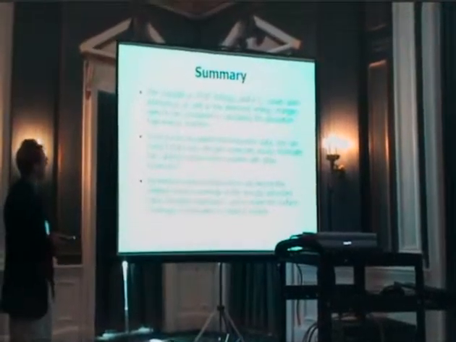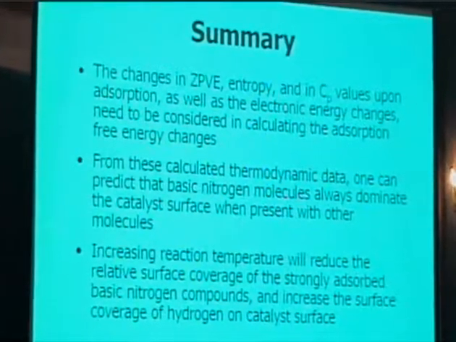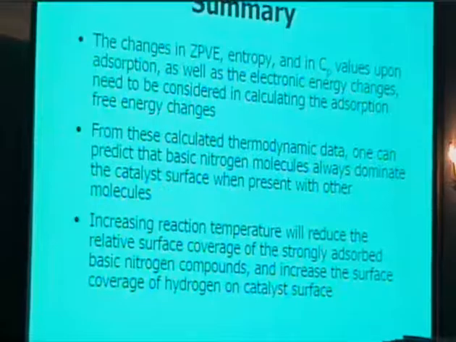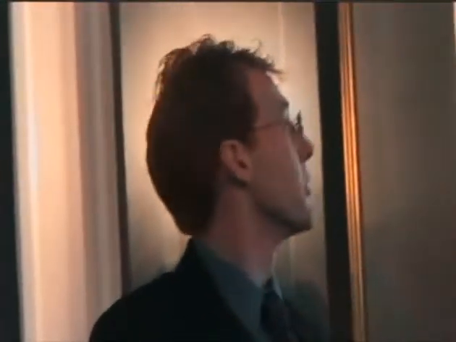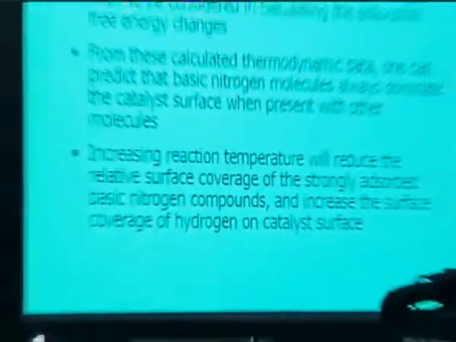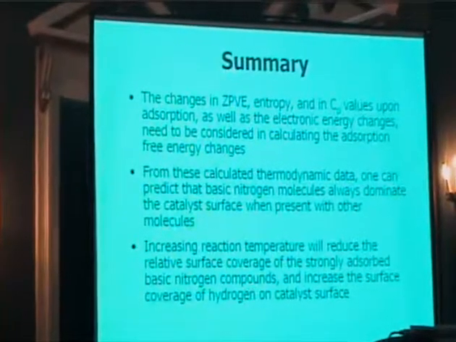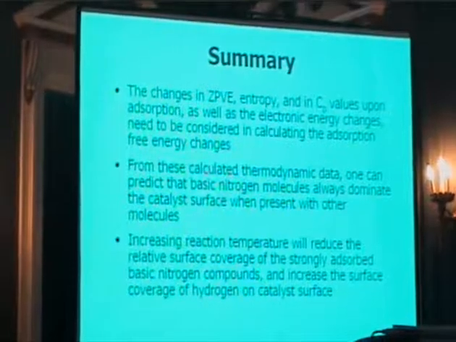So just to wrap up in terms of text what I've just summarized in a previous graph: in doing these thermodynamic calculations, taking into consideration zero-point vibrational energy and entropy is critical to generate accurate thermodynamic data. From these data, we can predict that basic nitrogen species are always going to dominate that catalyst surface under normal hydrotreating conditions. We can play around with temperature here a little bit to help mitigate those effects, but still at the end of the day, nitrogen compounds are going to have a higher adsorption equilibrium constant than the other species that we looked at. So where do we go from here?